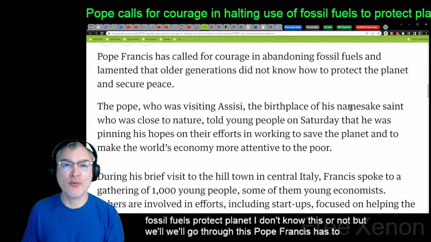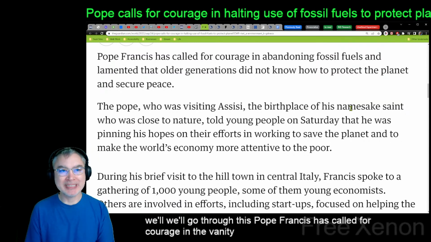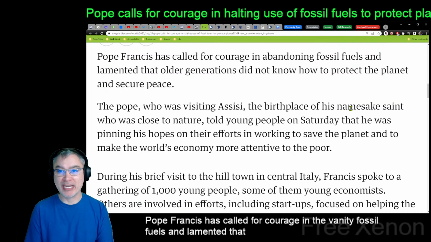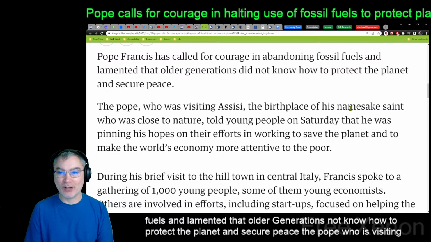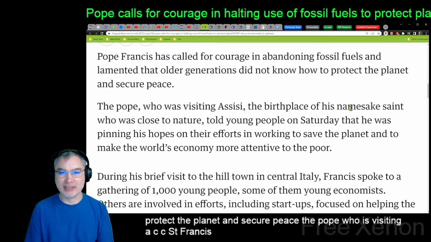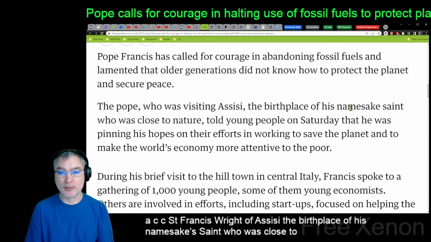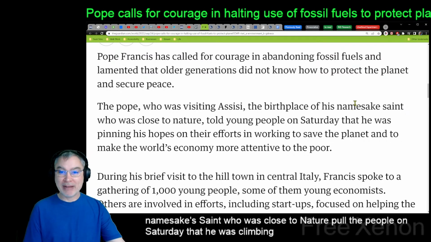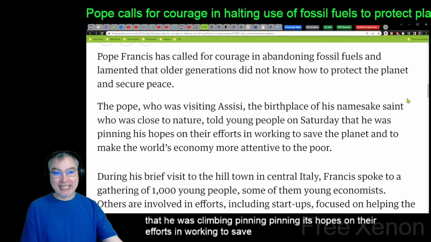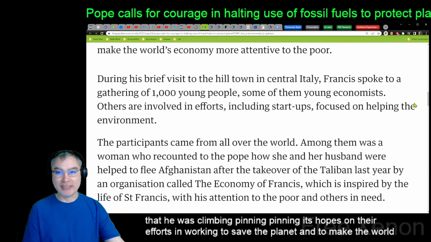Pope Francis has called for courage in abandoning fossil fuels and lamented that older generations did not know how to protect the planet and secure peace. The Pope, who was visiting Assisi, St. Francis, right, of Assisi, the birthplace of his namesake saint, who was close to nature, told the people on Saturday that he was pinning his hopes on their efforts in working to save the planet and to make the world's economy more attentive to the poor.